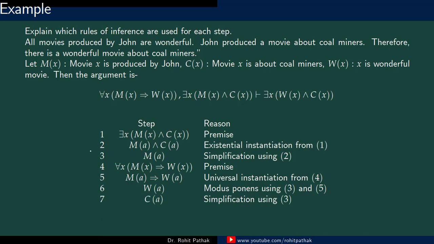Then simplification using the second premise, you can simplify CA. So WA and CA, you can combine them using conjunction. We have one conclusion WA, another conclusion CA, and you can combine them. So conjunction using 6 and 7. So this is for any arbitrary A.